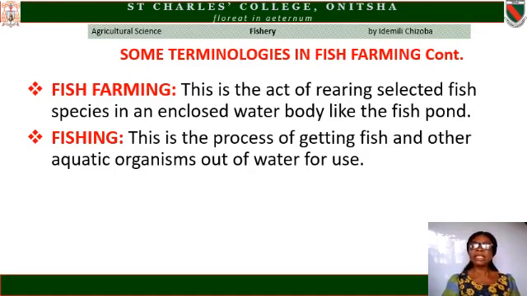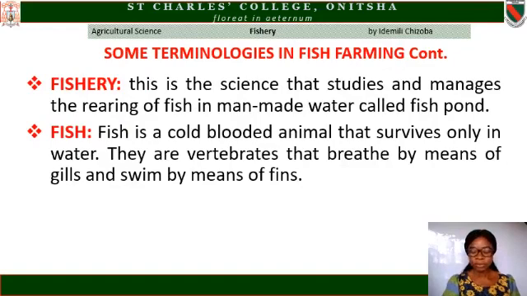Fishing. This is the process of getting fish and other aquatic organisms out of water for use by man. Fishery. This is a science that studies and manages the rearing of fish in man-made water called fish pond. Fish. Fish is a cold-blooded animal that survives only in water. They are vertebrates, and they breathe by means of gills and swim by means of their fins.